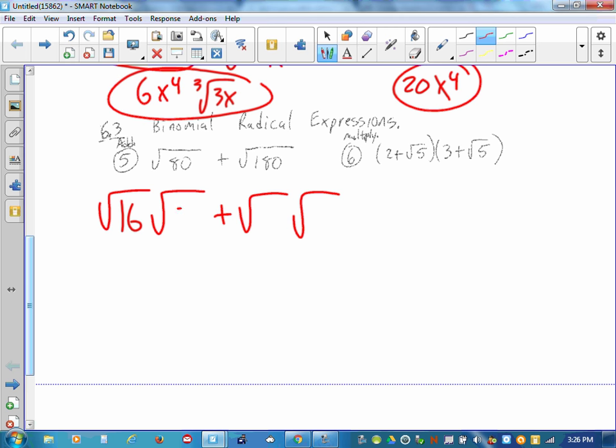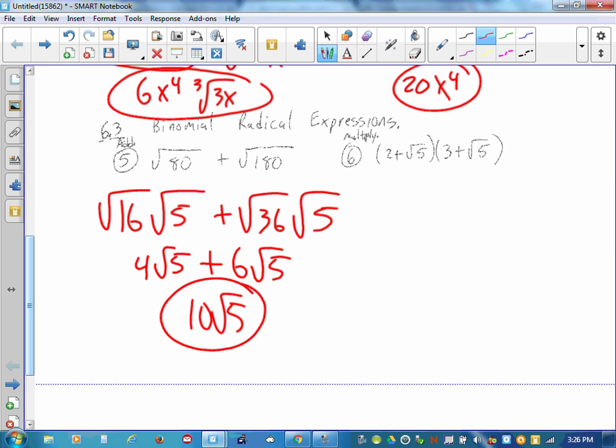So 16 and 5, and then a big clue, these are going to turn out to be the same, so there's a 5 there. And 5 times what? Well, 36, and that would be the largest perfect square that lives inside of 100 and 180. So I get 4 radical 5 and 6 radical 5. So all in all, I have 10 radical 5s.